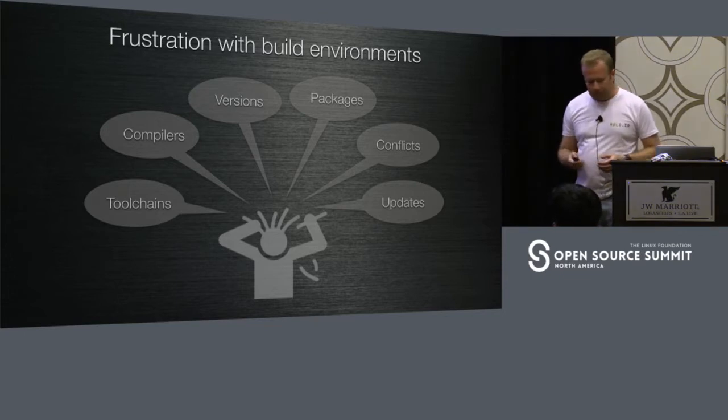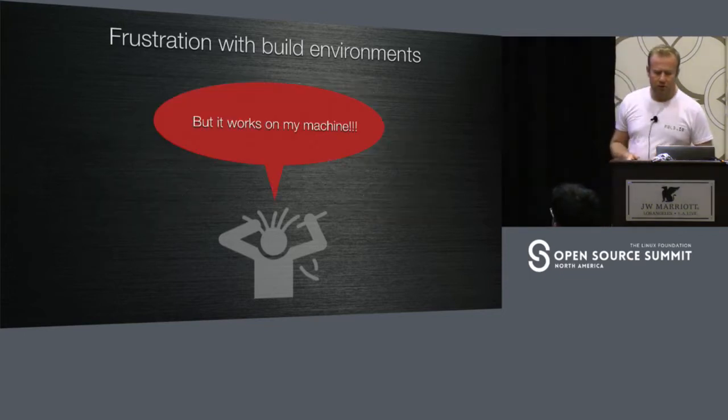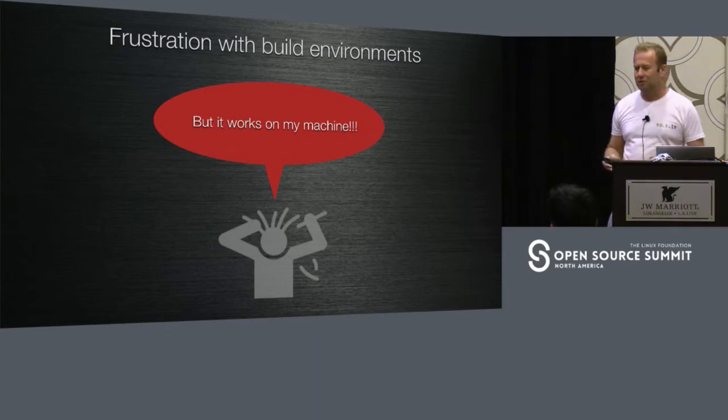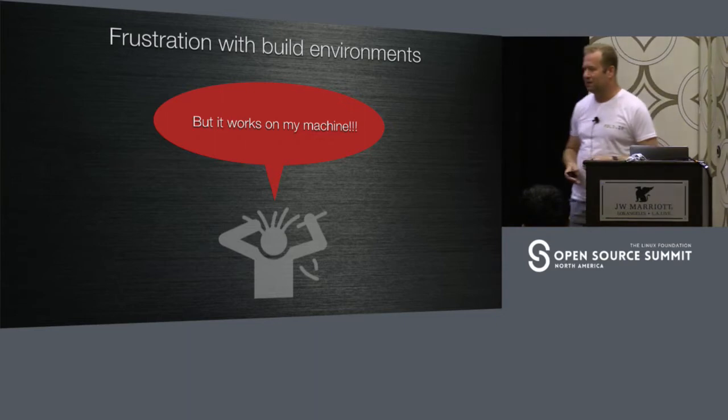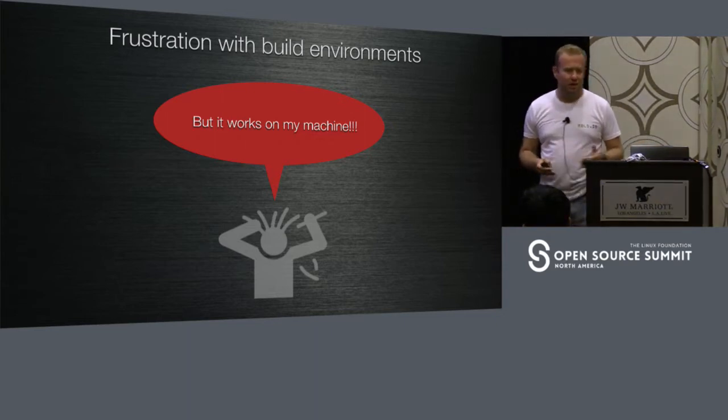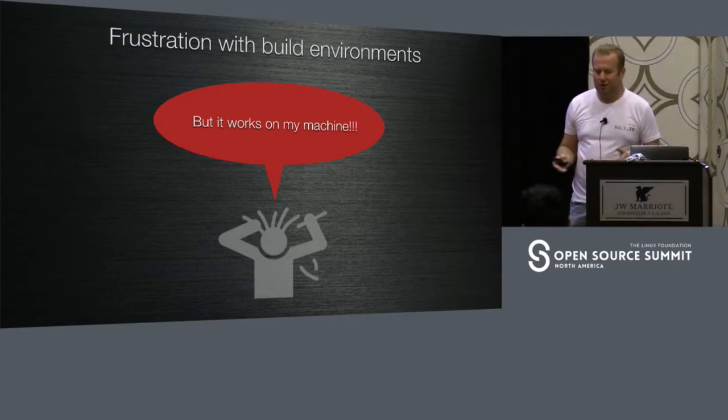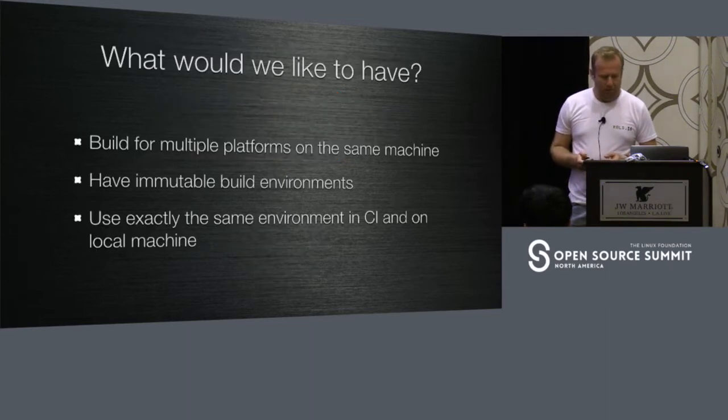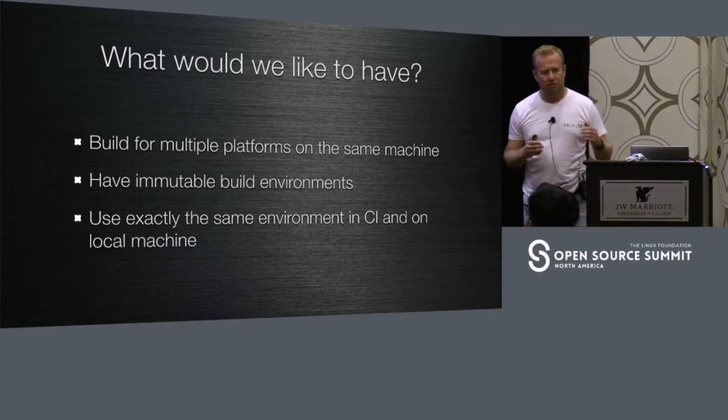And of course, there is always this thing that it works on my machine, so sometimes you can compile it in your environment, but it doesn't compile on the build server. We have some issues in the CI. And then you need to ask yourself, okay, what exactly happened here? So what we would like to have, and there are several levels.